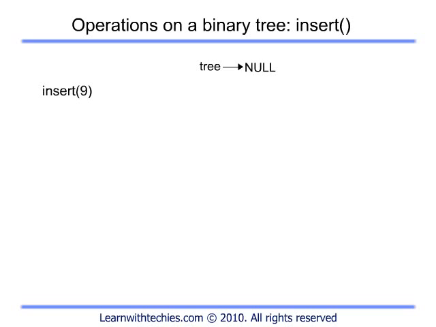An insert of 9 happens. A new node is created and 9 is inserted into that. Its left and right pointers will point to null. And the tree pointer will point to this node.